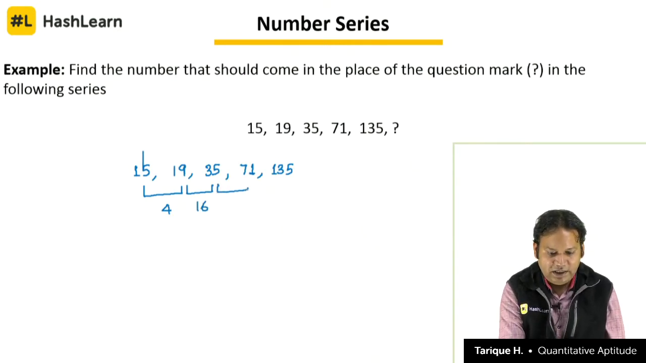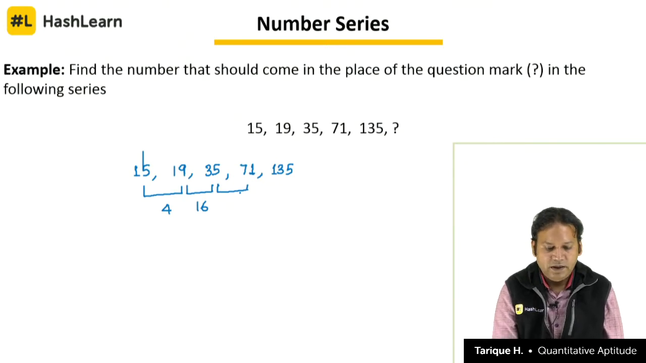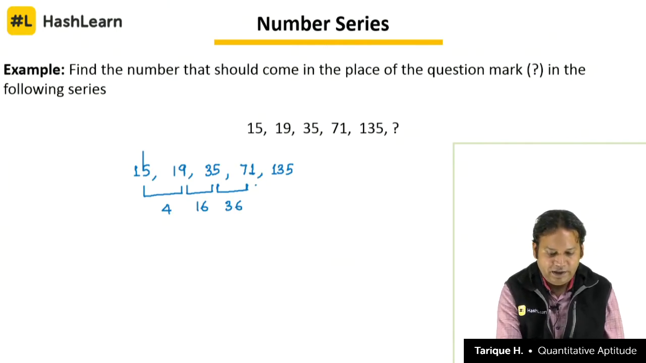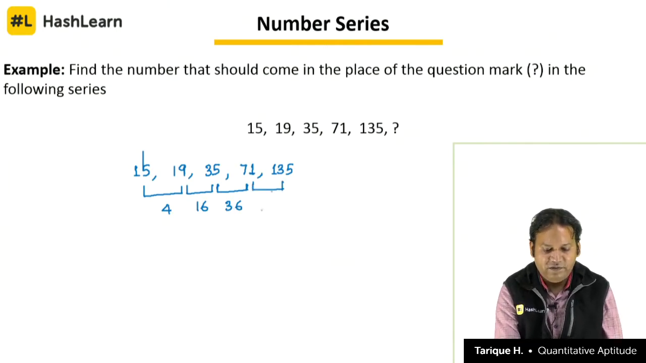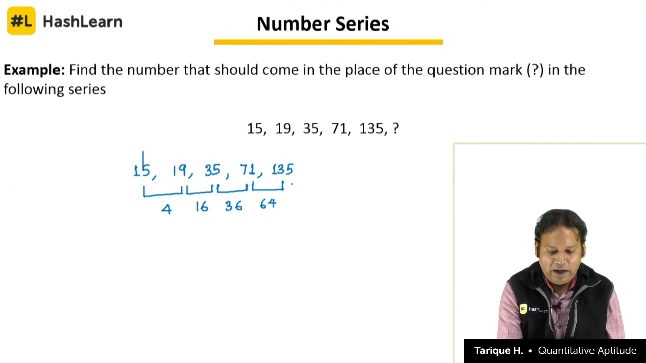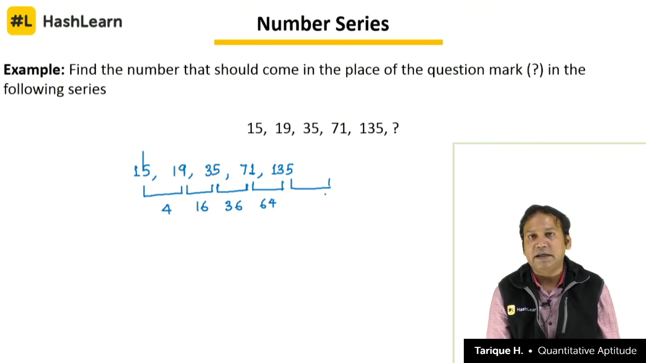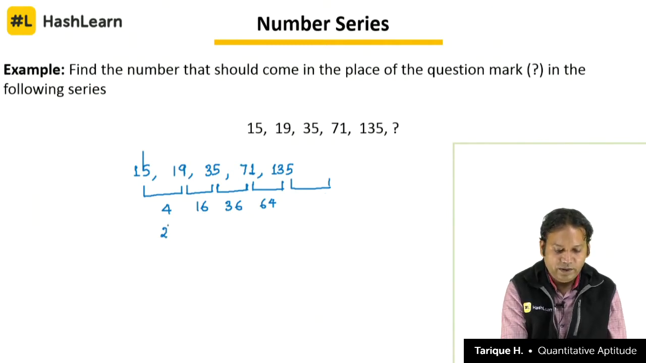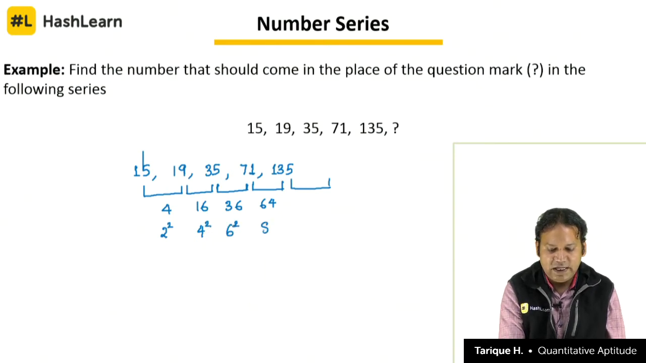35 and 71, what is the difference? 36. And 71 and 135, the difference is how much? 64. So what pattern are we getting in the difference here? This is again a number property question. What pattern is there in the difference? 4 is 2 square, 16 is 4 square, 36 is 6 square, 64 is 8 square.